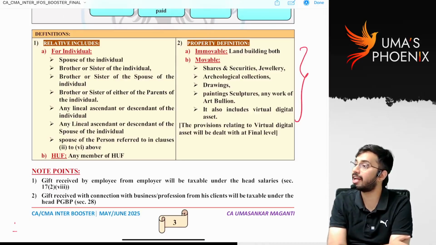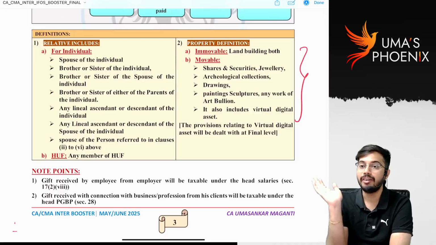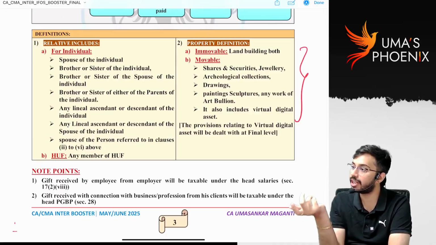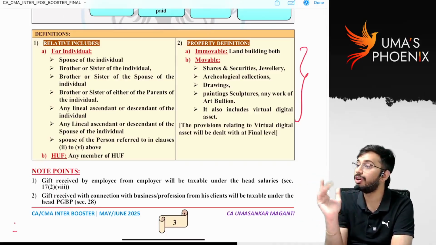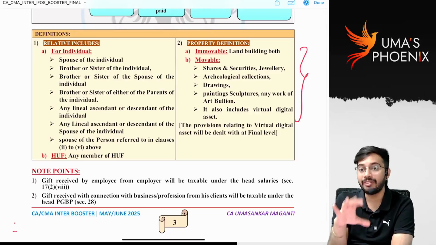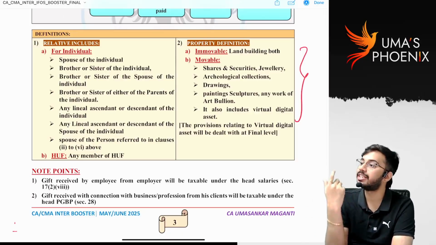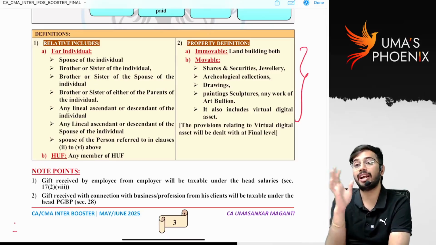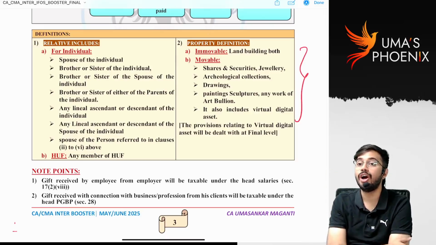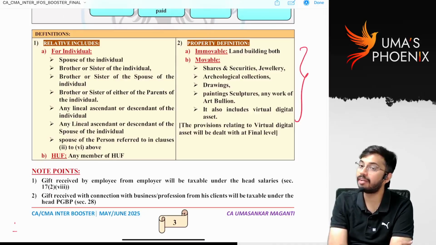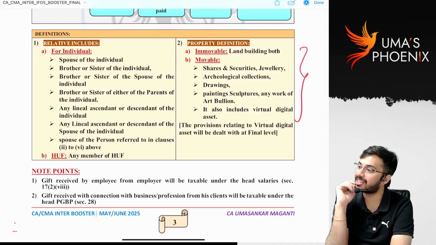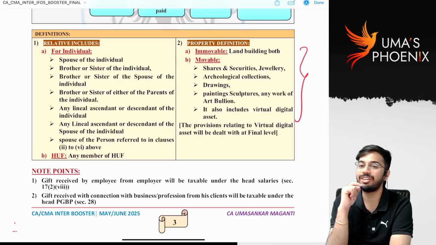You received an iPhone as a gift. Is the iPhone jewelry, drawing, painting, sculpture, shares and securities, or a virtual digital asset? No. Even if you receive an iPhone, even if its value is more than 50,000, still it is not taxable. I will tell another example also. Your friend gifted an Audi Q7 worth 70 lakh rupees. Even though its worth is more than 50,000 rupees, still it is not taxable because a car is not covered under the definition of property.